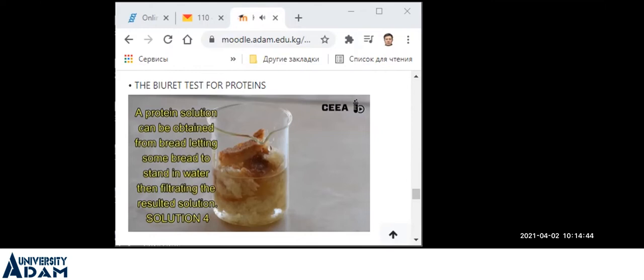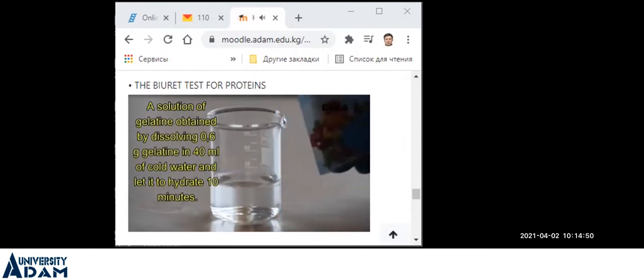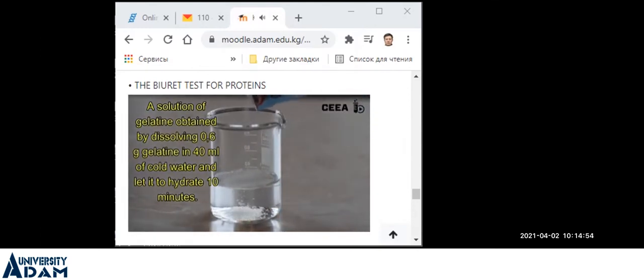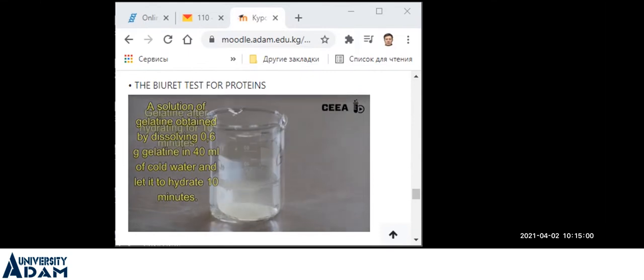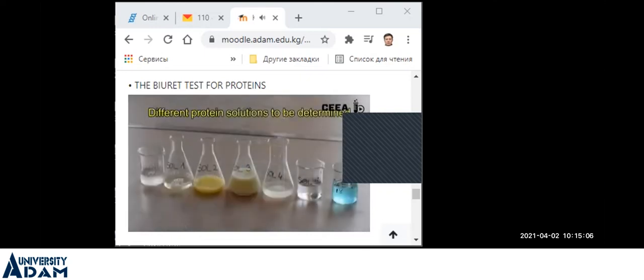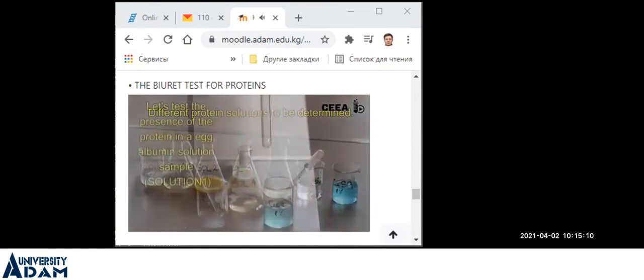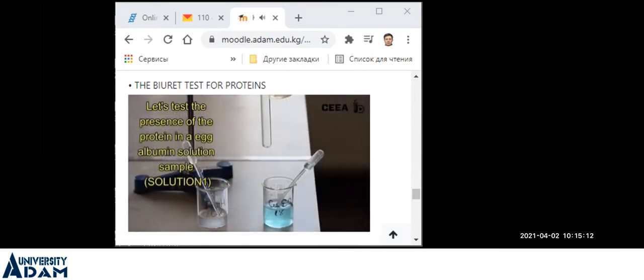You may envisage the preparation of a protein solution from bread. Another soluble protein you might analyze is a solution of gelatin. Milk is also suitable for the biuret test as it contains casein, a water-soluble protein.